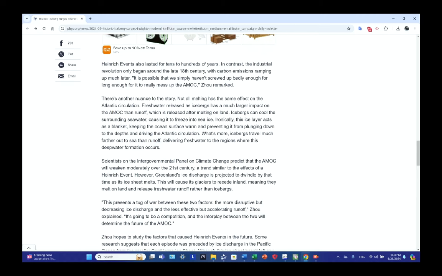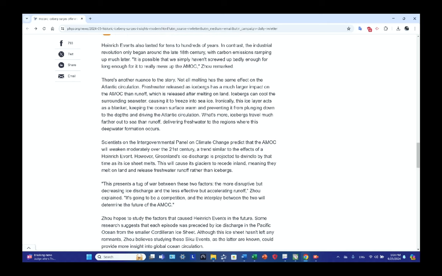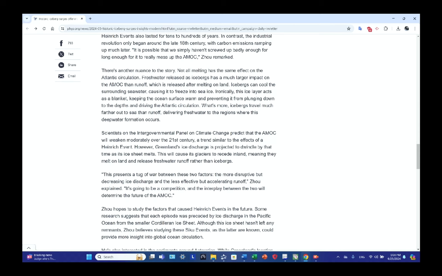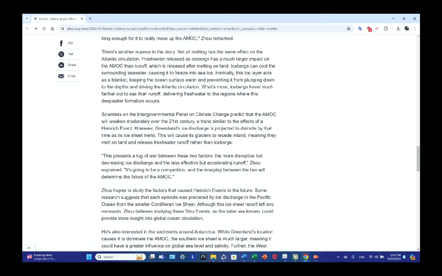Heinrich events also lasted tens to hundreds of years. In contrast, the Industrial Revolution only began around the late 18th century, carbon emissions ramping up much later. So he's saying, maybe we haven't screwed things up badly enough. Well, I think we've already screwed things up badly enough.